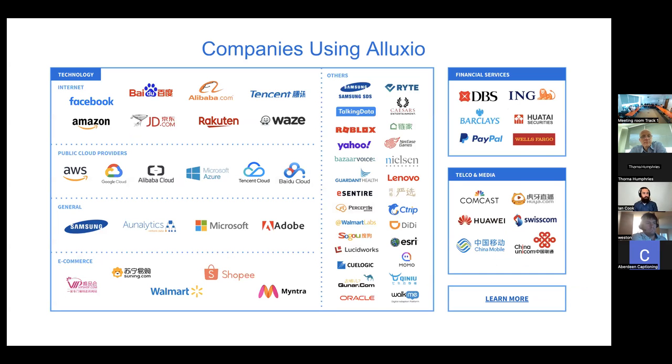Nowadays, I want to mention that thousands of companies already use Alluxio in production. 7 out of the top 10 companies in the world by market capitalization are using Alluxio, and 8 out of the 10 largest internet companies are using Alluxio in production. We started from the internet industry, and nowadays we see more and more finance, telecom, and media companies also starting to use Alluxio in their environments.